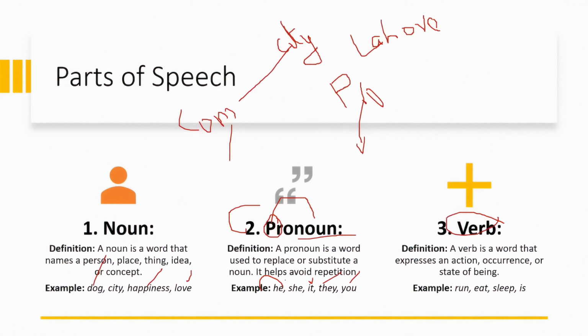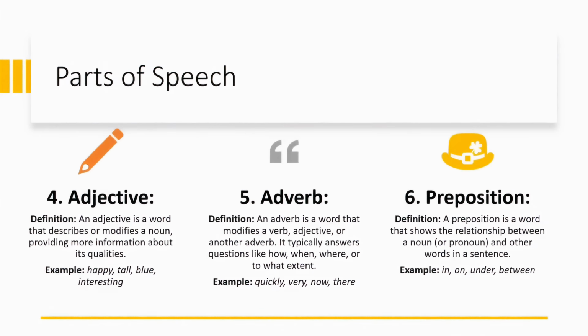A verb is a word that expresses an action, occurrence, or state of being. For example, run fast. He runs fast. So run is a verb. The lion was sleeping. So sleeping is a condition. These are verbs. Now, moving on to the next one, the adjective.